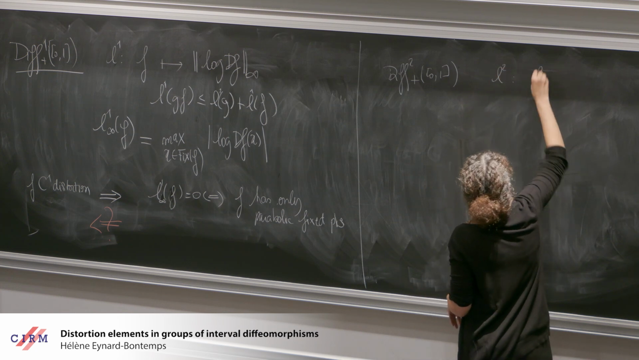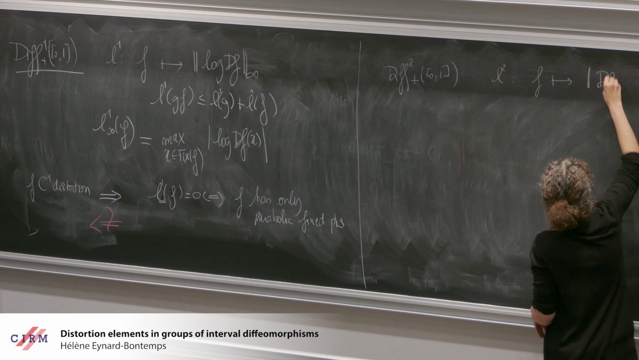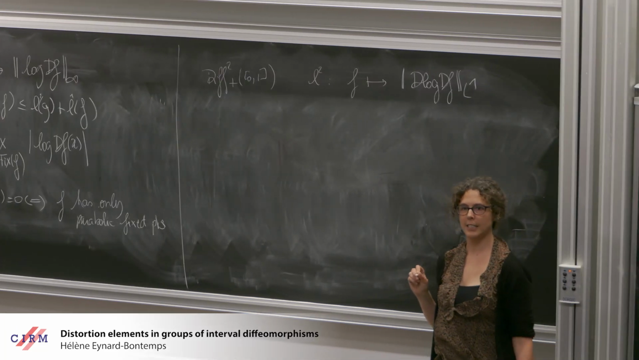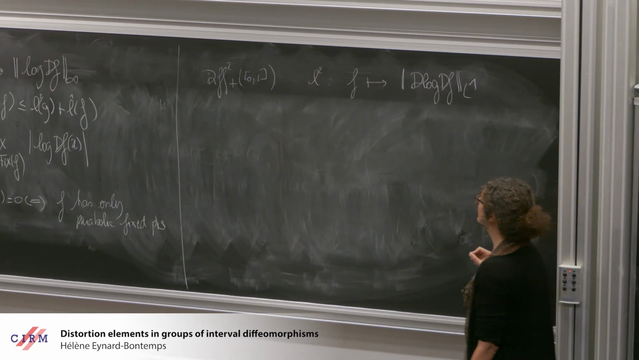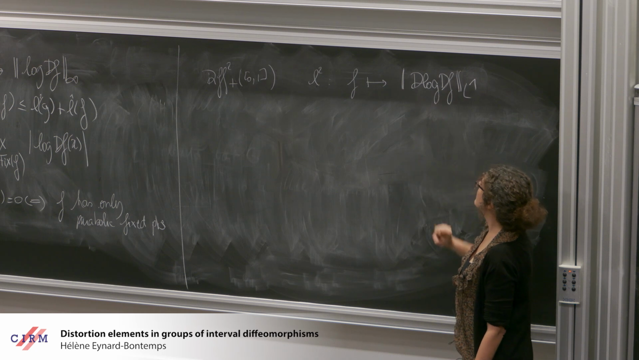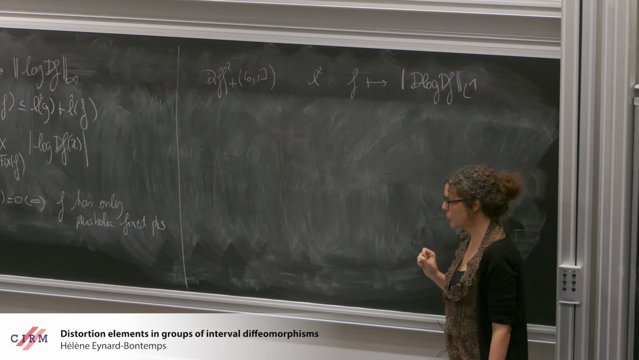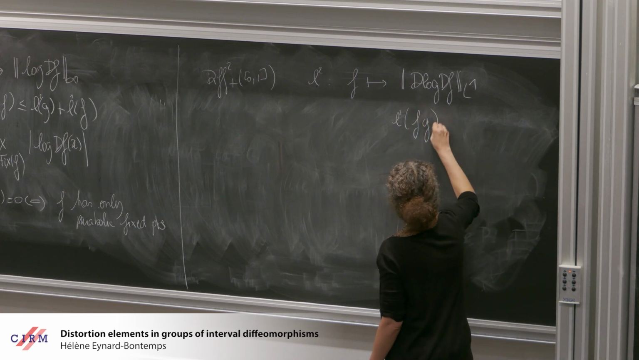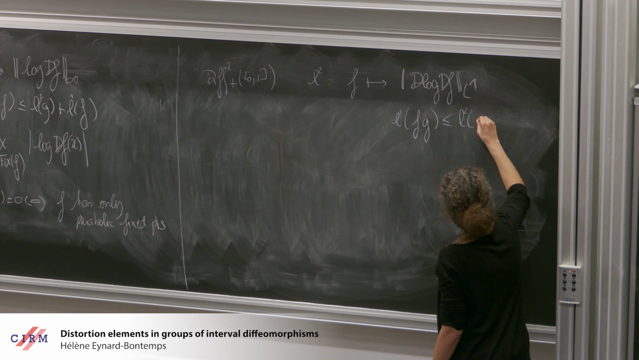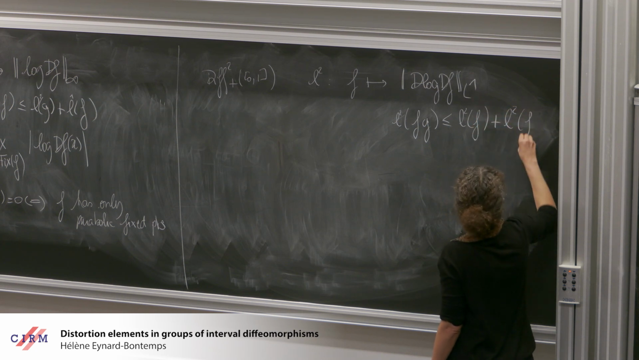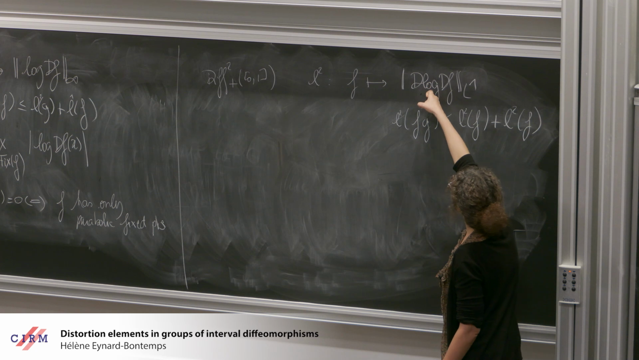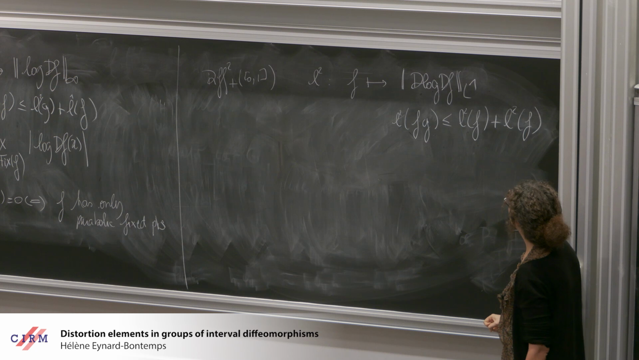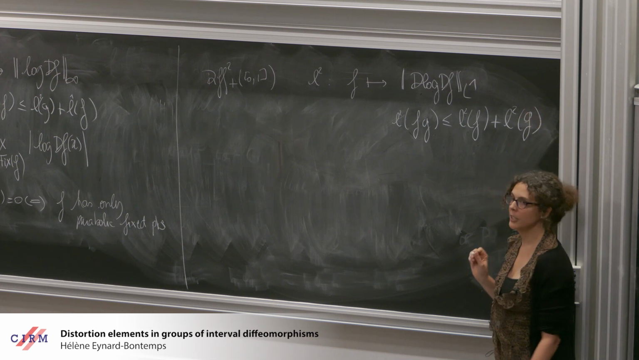So let me look at the map, and you're going to recognize something here, which is the L1 norm of d log df. And as we saw in Andres' talk, this affine derivative also has a chain rule, which has the consequence that if you compose two diffeomorphisms, the derivative of the log of the derivative of fg in L1 norm is smaller than the analog for f plus the analog for g.